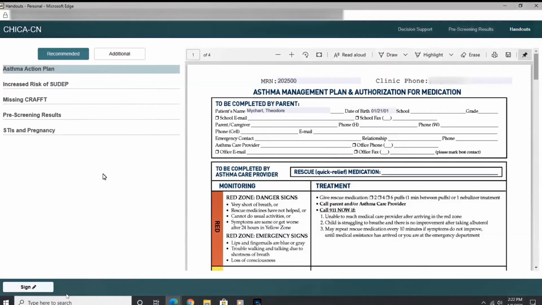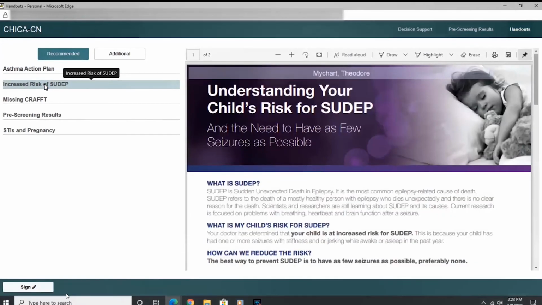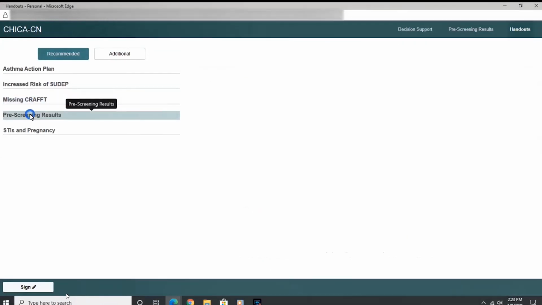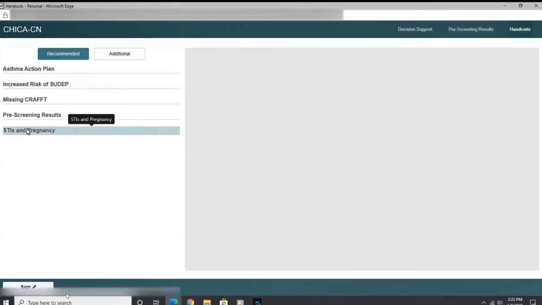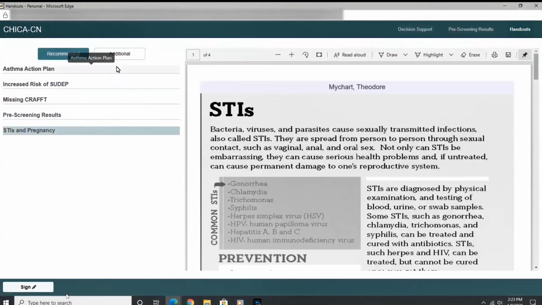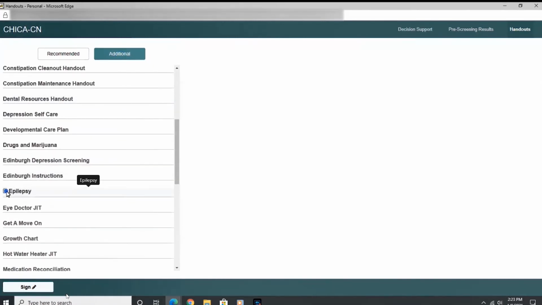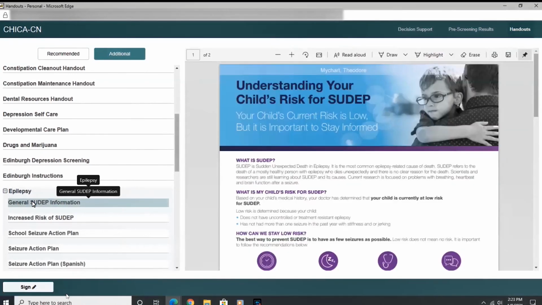CHICA also suggests handouts based on risk factors identified, such as discussing SUDEP or filling out substance abuse screeners and so forth. These items can be printed out by the physician and used in their discussions with the patients. CHICA actually has multiple handouts, and the physician has access to any of these handouts that he or she may think they need during the encounter.